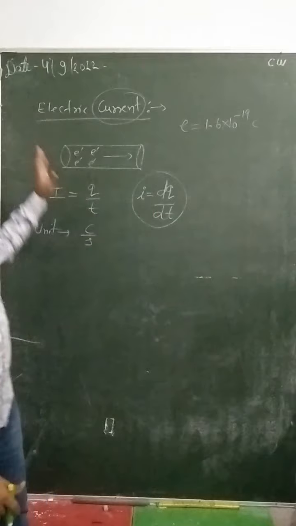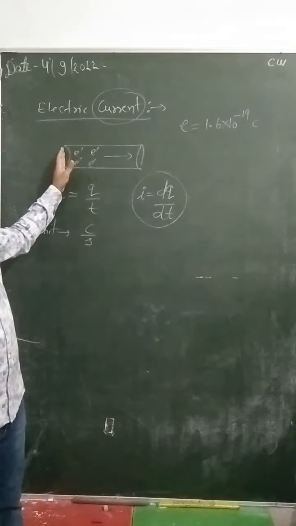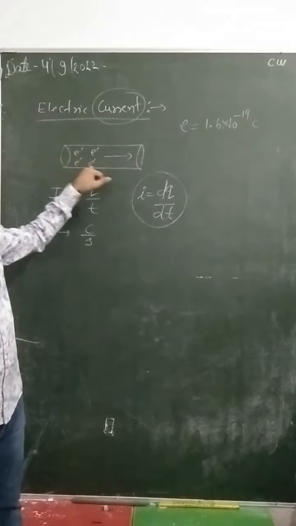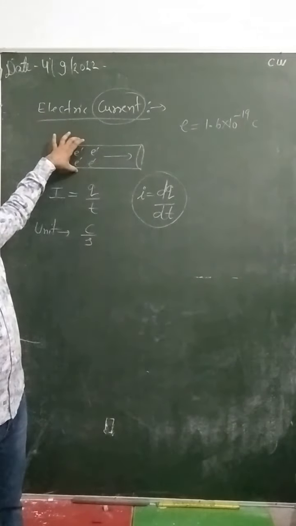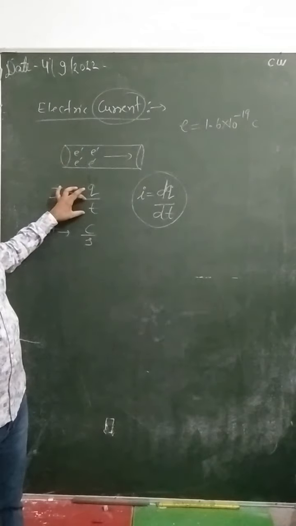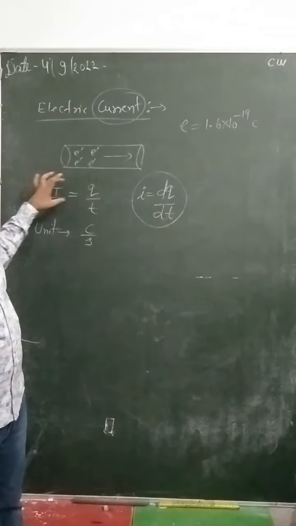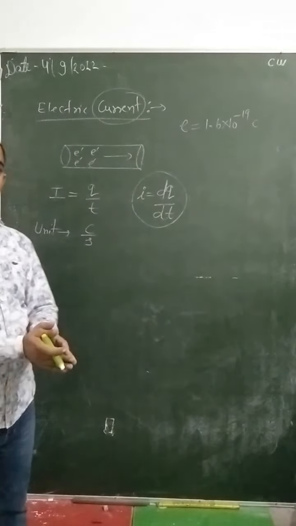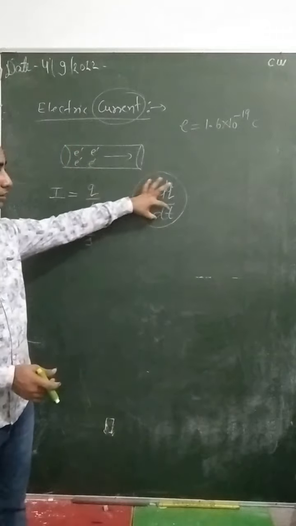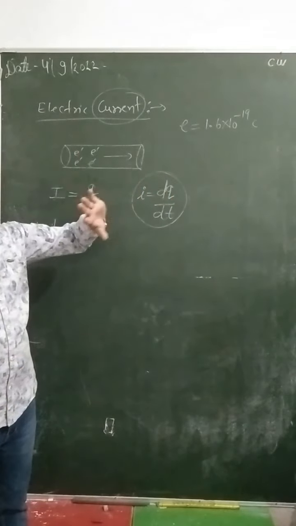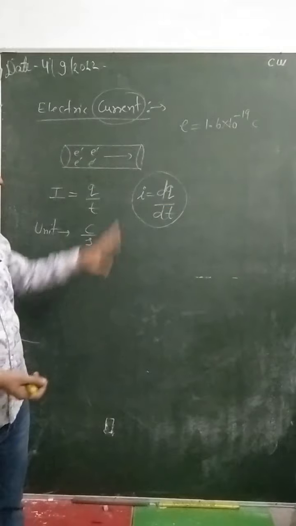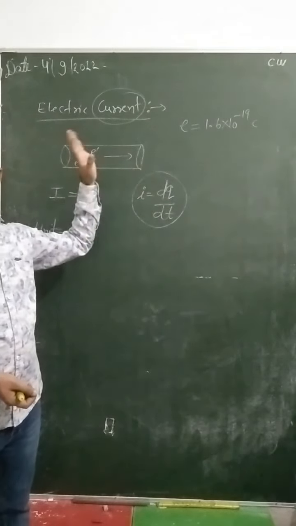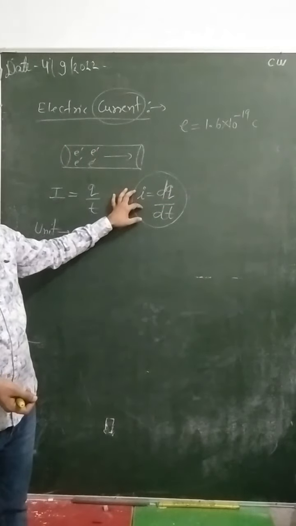For example, you pass some charge through this conductor. The total charge upon total time is your electric current. But instantaneous current is the current at a particular time. In a small time interval delta t, it will be very small. So for a very small time interval, what is the charge flowing from one end to the other? That ratio is called instantaneous current.